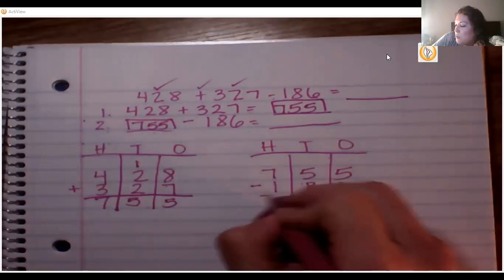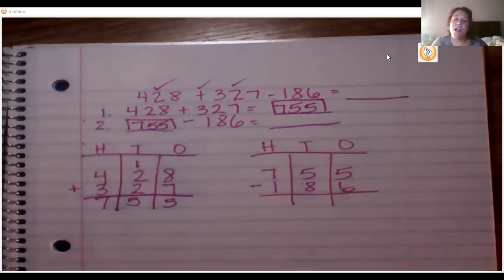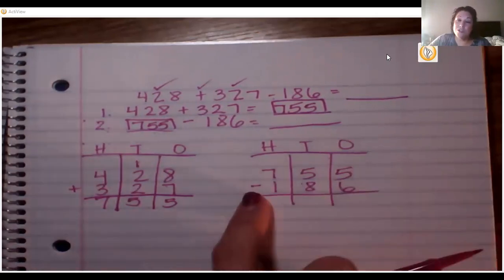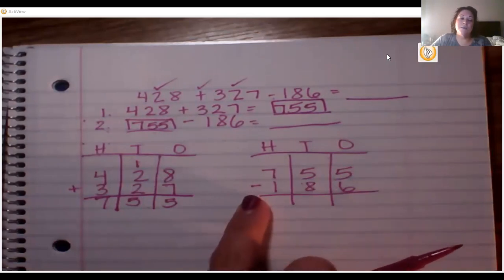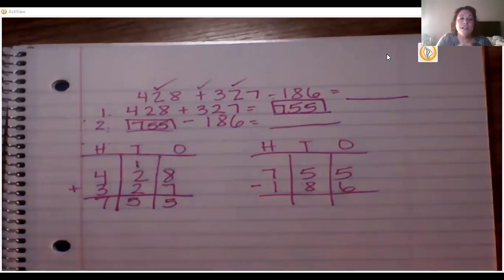186. Parents, watch out for students not paying attention to what the sign says. This is something we see very often in the classroom. They will write it down correctly, but then they still add. So just double check that before they turn in their work as they're completing an assignment.